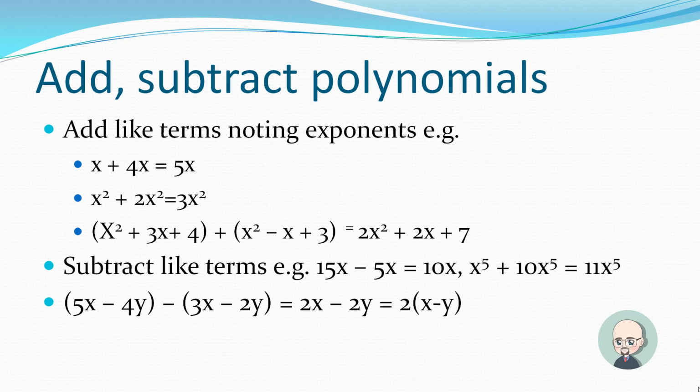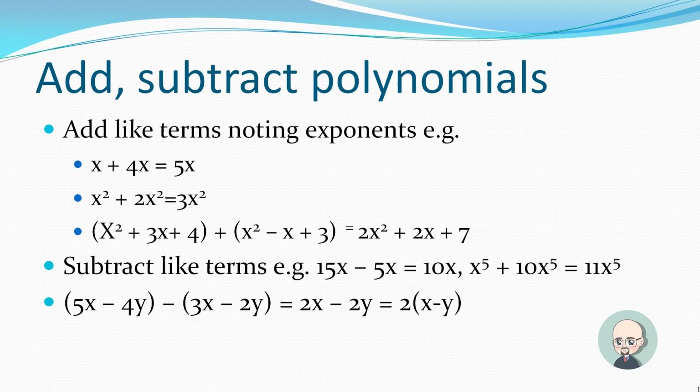All right, so how do we add or subtract polynomials? We add like terms, noting the exponents. So some of this should already be familiar. x plus 4x equals 5x. x squared plus 2x squared equals 3x squared. Now we're getting into actual polynomials. x squared plus 3x plus 4, plus x squared minus x plus 3. Keep in mind the like terms. That means they have the same degree or power of the variable.